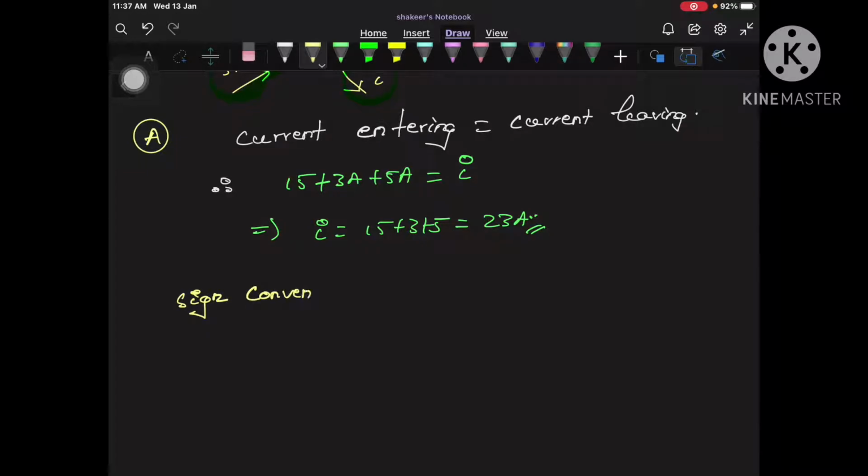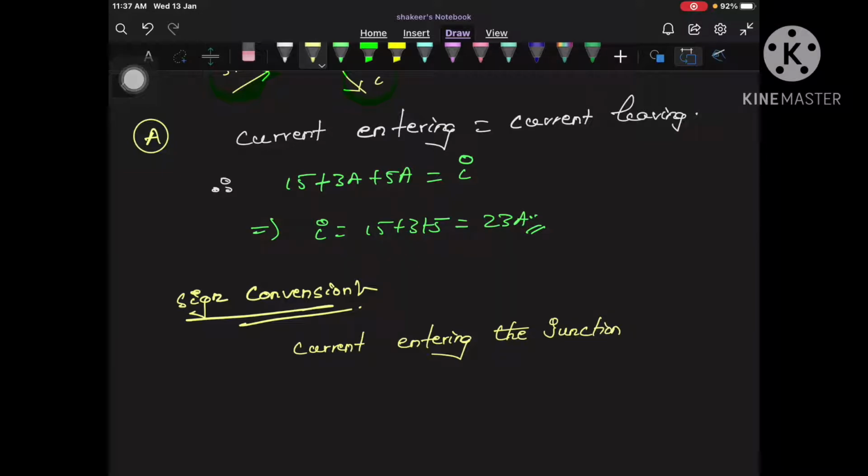Sign convention is, okay, so I can assume current entering the junction should be equal to positive. This is how I can take. I can take negative also. If one value I take positive, other value I have to take negative. This is if current entering the junction I take positive, then current leaving the junction I have to take to be negative. Okay, so by using this sign convention also I can say that total sum of currents also should be equal to 0. In this method also I can do the calculation.